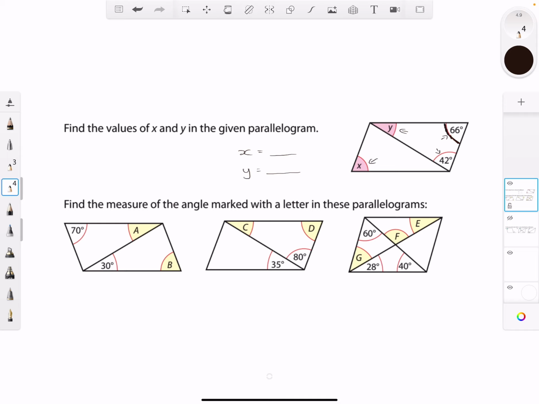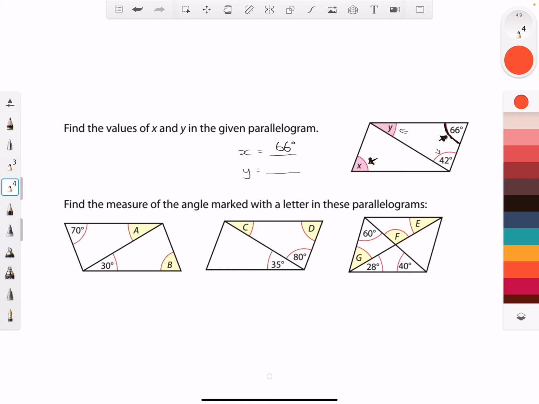And we learnt in the last class that opposite angles are equal. So if this one here is 66 degrees, then the opposite angle, which is x, must also be 66 degrees. So we've just figured out that x is 66 degrees. Okay, next we are going to try and find out what y is. What this one y is.